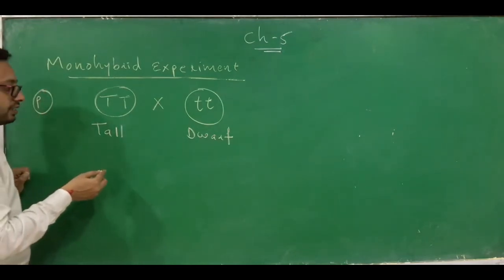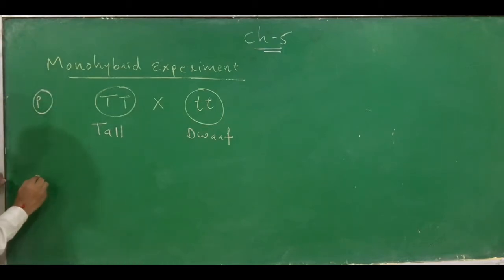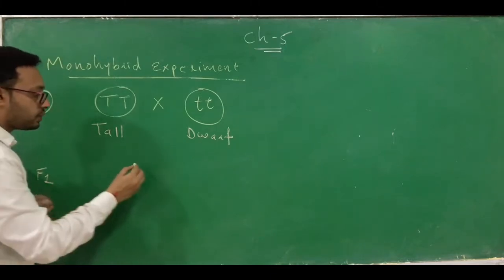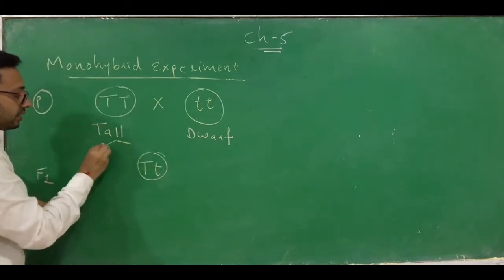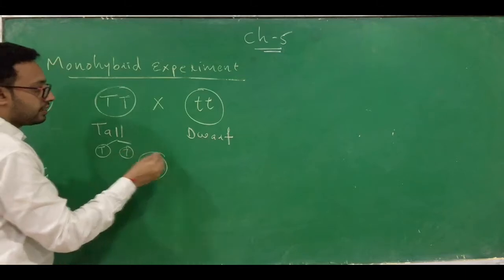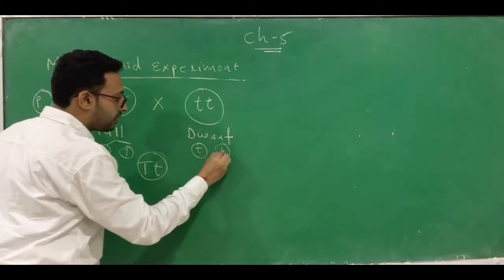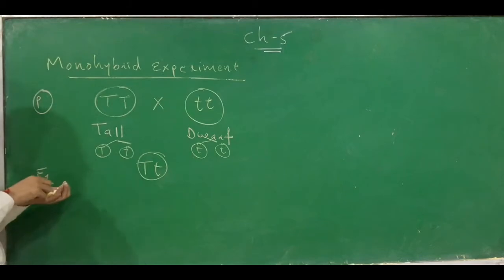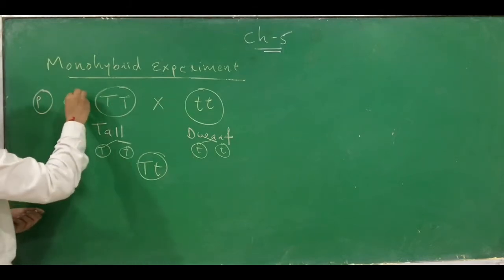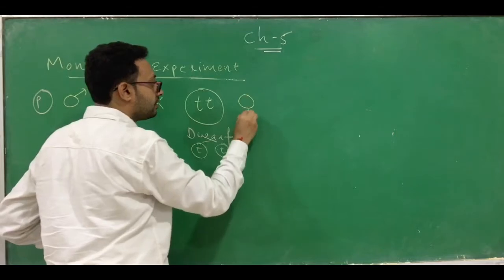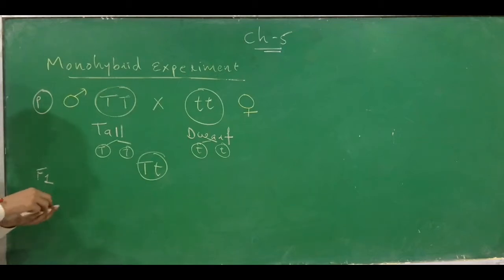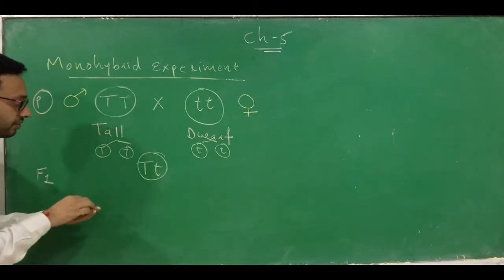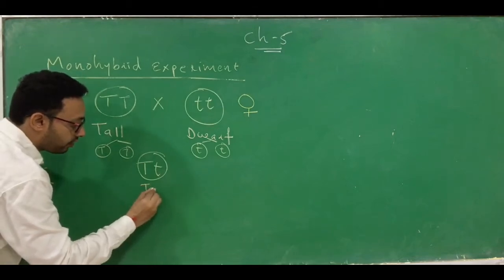Now after that he obtained the first generation, which we call the F1 generation. In the F1 generation he obtained all the plants tall, capital T, small t. How? The gametes here are capital T, and here the gametes are small t. These are the gametes which are going to be formed. Consider one is a male and the other is a female. By this you obtain capital T, small t in the first generation. So all the plants in the first generation that were obtained are tall.